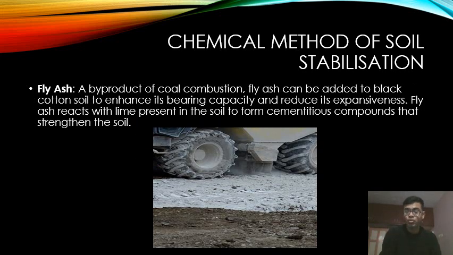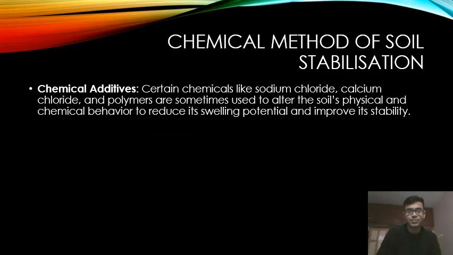I have already said, fly ash is a byproduct of coal combustion. Fly ash can be added to the black cotton soil to enhance the bearing capacity and reduce its expansiveness. Fly ash reacts with the lime present in the soil to form cementitious compounds that strengthen the soil. These all are the chemical agents that are used in the chemical stabilization process.